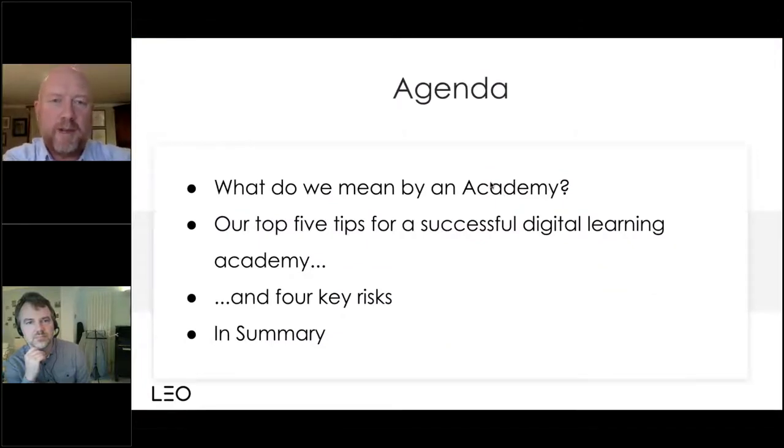Today we're going to be talking about academies, and we're going to cover briefly what we mean by an academy for the sake of this discussion. We've distilled everything we know into top 5 tips for a successful digital learning academy, and 4 key risks that came out of that, which we'll come to towards the end, with a little bit of a summary and some questions as well.